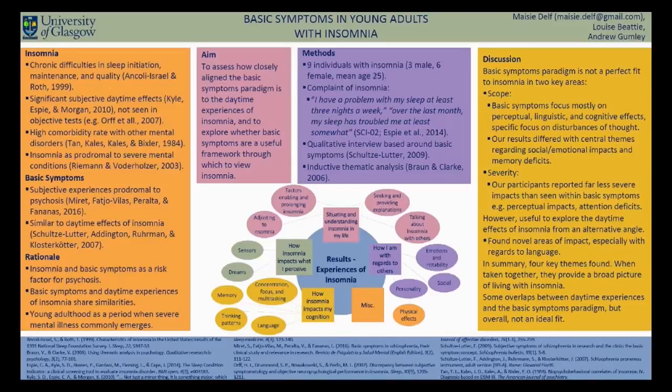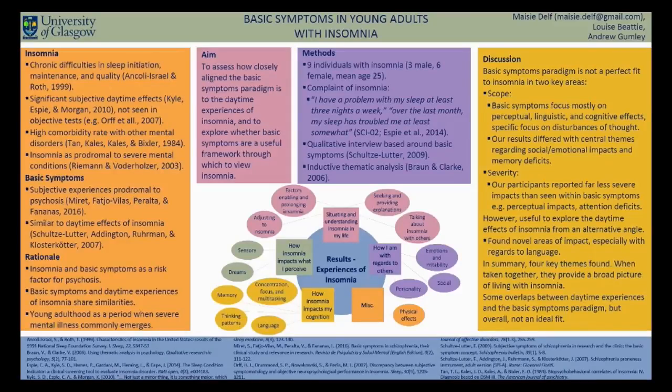using inductive thematic analysis. We identified 4 key themes: how I am with regard to others, how my insomnia impacts my cognition, how insomnia impacts what I perceive, and situating and understanding insomnia in my life. These themes independently describe the most significant aspects of our participants' experiences and come together to illustrate the overall impacts caused by their insomnia. Our themes and their corresponding sub-themes are illustrated in the figure provided.